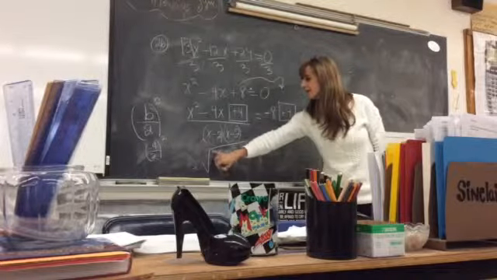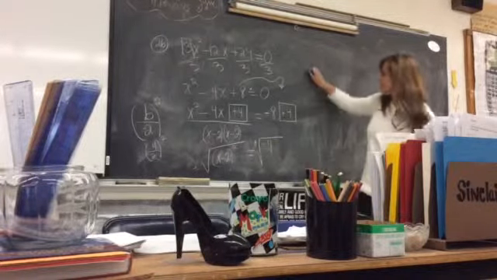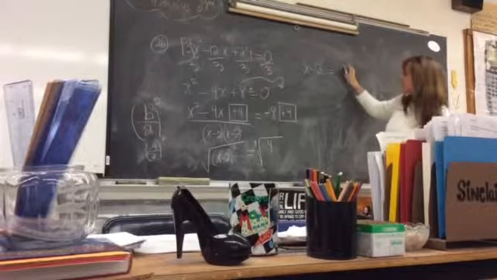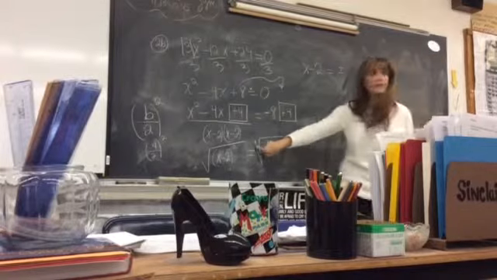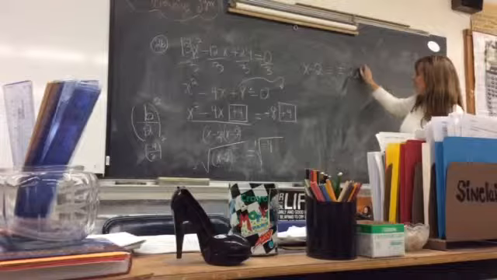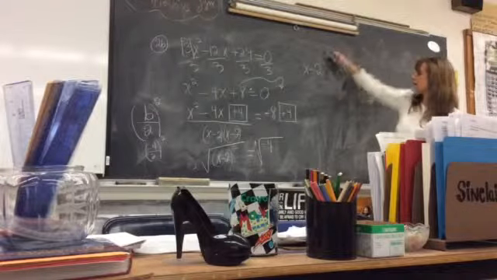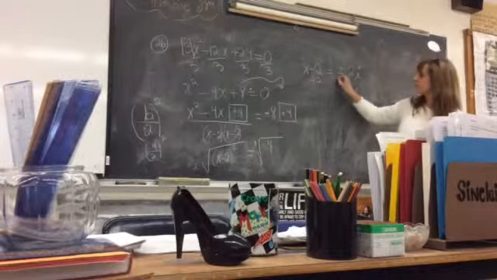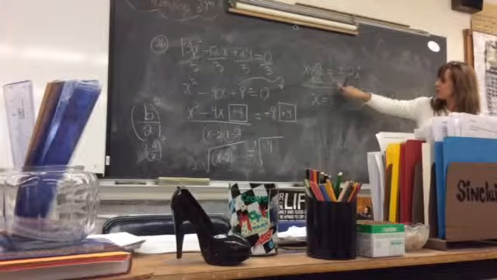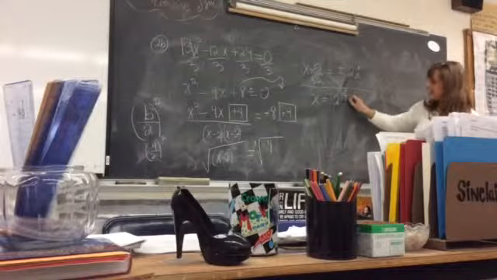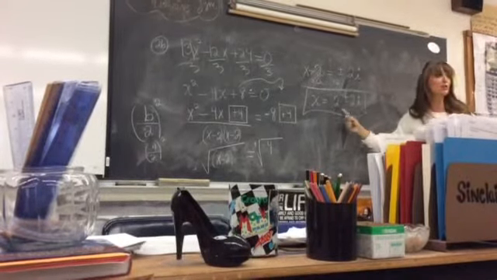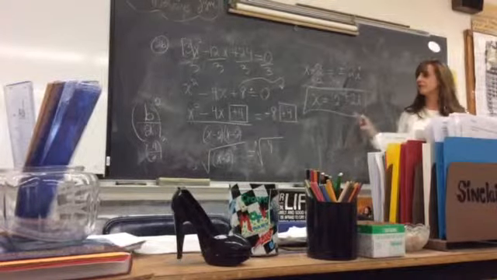On this side, when I square rooted, it wiped out my square, just leaving me x minus 2. And on the other side, the plus and minus has to be written. And the square root of negative 4 is 2i. And now I'm almost done. I just have to add 2 to both sides to solve for my x. And my x is 2 plus or minus 2i. Notice 2 imaginary conjugates. Those are my roots.